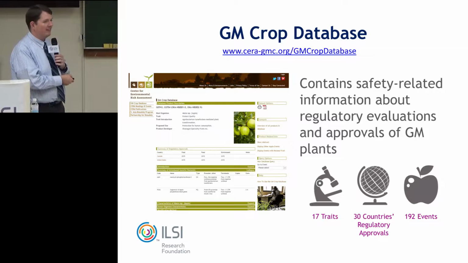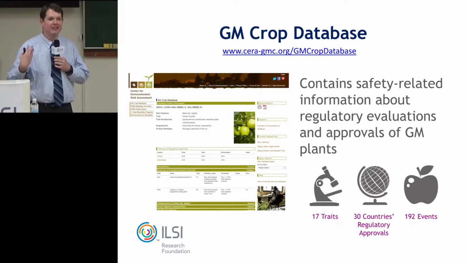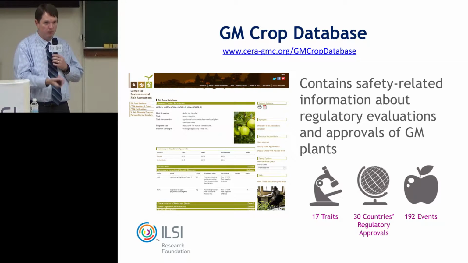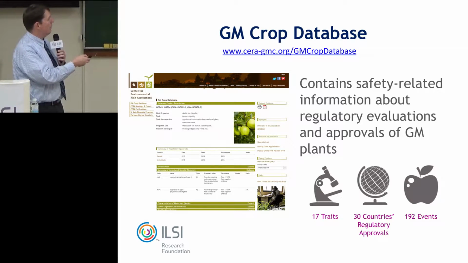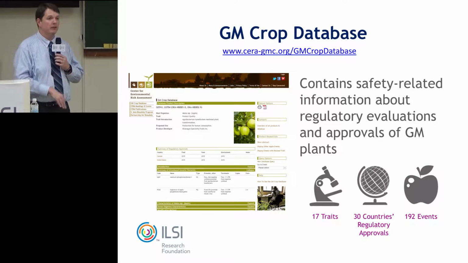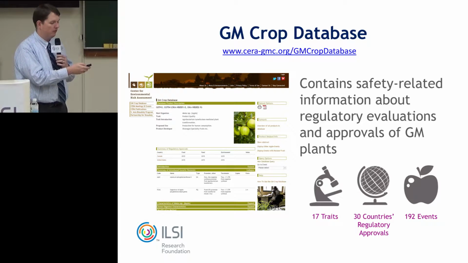These are some gee whiz facts. You can tell that the beautiful slides were put together by our communications manager. So we have information on 17 different biotech traits, approvals that are documented from 30 countries, and I'll explain a little bit about what that means, and about 192 events. This goes up almost every day, but when we made this slide, it was 192 events. One of the biggest exercises in trying to keep the database current is looking for countries that have issued additional approvals for existing events.